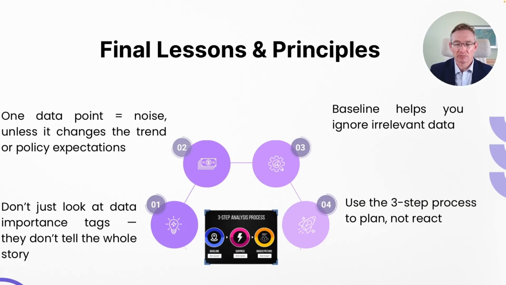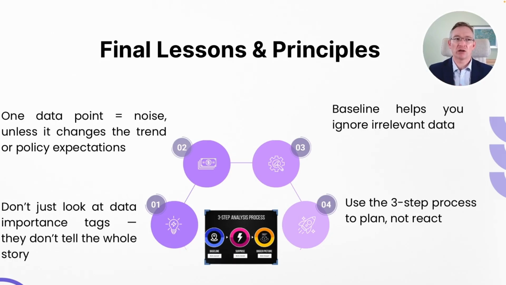So finally, when we're looking at the three-step analysis process, don't just look at data importance tags. Don't make the mistake of saying, oh, that's high importance, that's low importance. They don't tell the whole story. Remember that one data point can just be noise unless it changes the trend of policy expectations. And what you do, and I'll show you how to do this, you'll see what the central bank is focusing on. Because when the central bank's focusing on a data point, that's when a surprise tends to have much more of an impact.